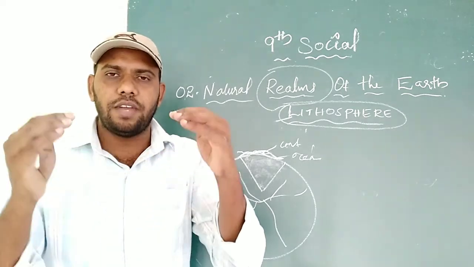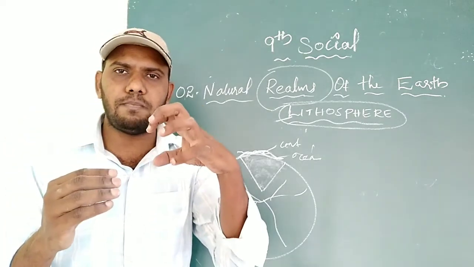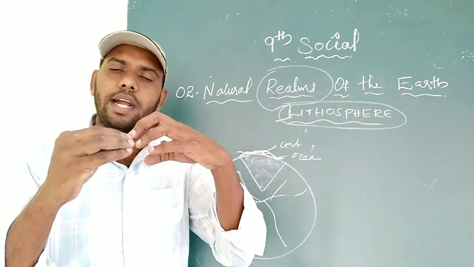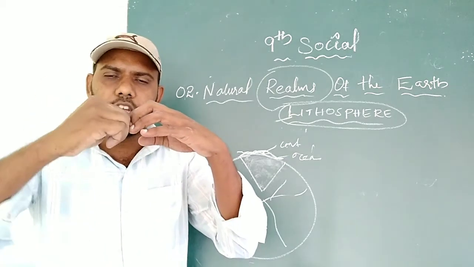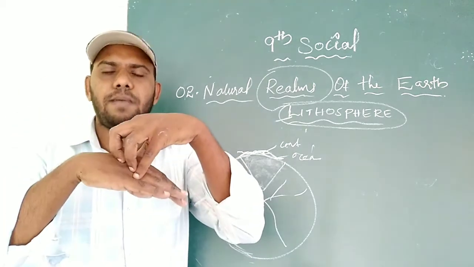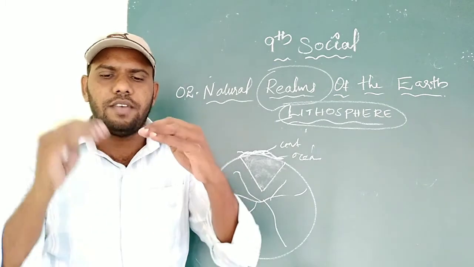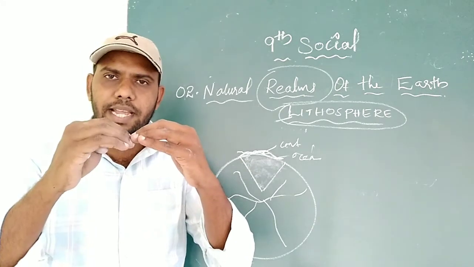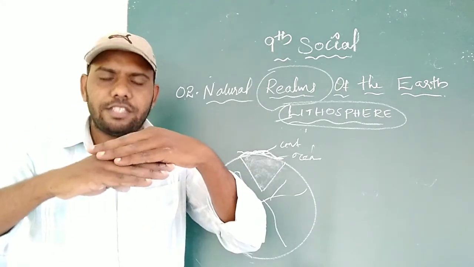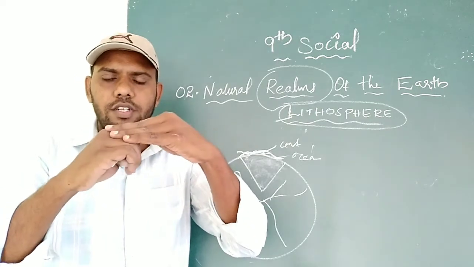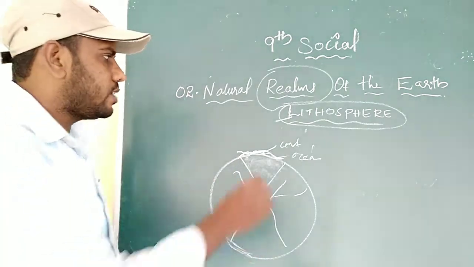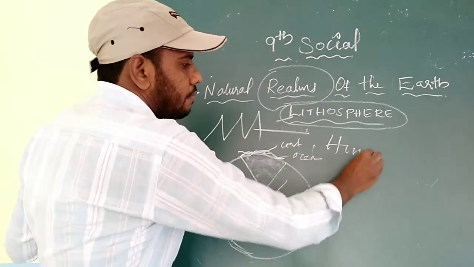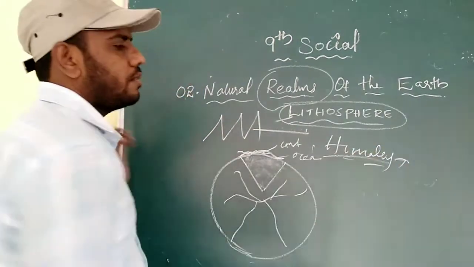Sometimes it breaks. When a major plate hits a minor plate, what happens actually? The minor plate goes into the major plate, and due to this force, what will form? Mountains will be formed. In such a way the Himalaya also formed.